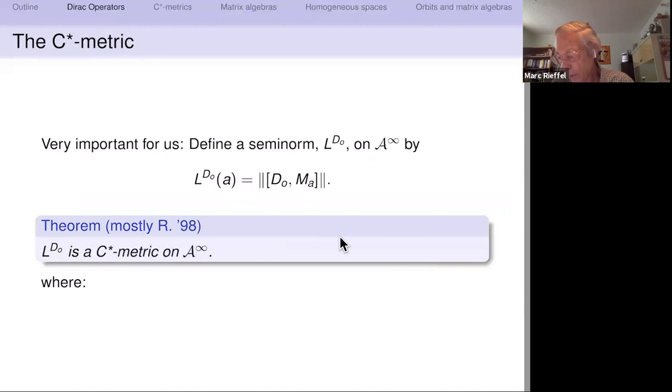And then in my very first paper on all this kind of thing, I did this construction very briefly, and I didn't at that time have a definition of a C-star metric. I'll give that in a moment. But I did give a proof in that paper of what turns out to be the condition for a C-star metric which is most difficult to verify for various examples.